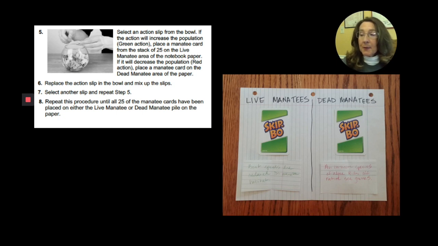Keep repeating steps 5 through 8 until you have gone through all 25 cards in your stack. Pause the video here and come back when you've finished all 25 cards.